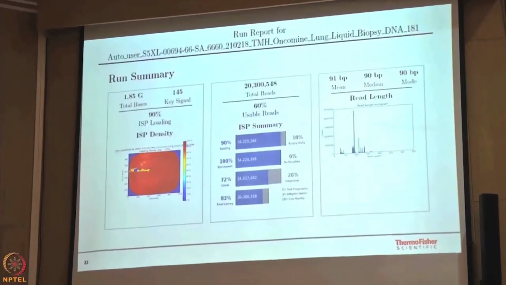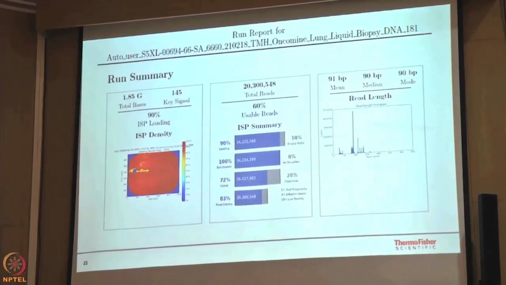So, this is how a typical run report looks, that this is your chip, this is the area wherein you have loaded the sample, and this I will not go into these parameters, and this red, basically this is the gradation in terms of how good the chip was loaded. This is 90% loading, and finally it will give you some statistics.